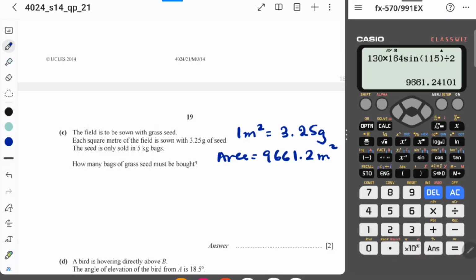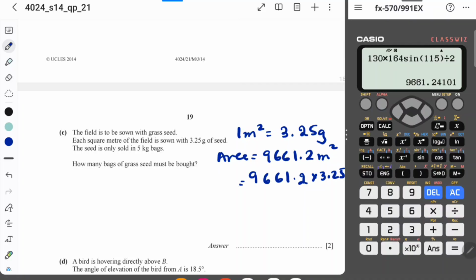So for 9,661.2 meters square, how much will the weight be? If 1 meter square will hold 3.25, then 9,661.2 meter square will hold 9,661.2 multiplied by 3.25. So just calculate how much it will be.